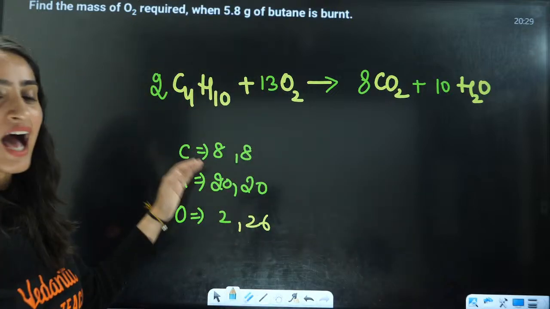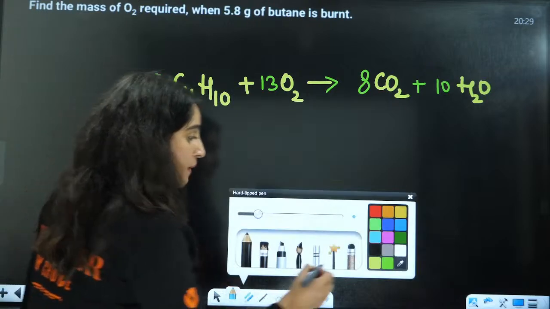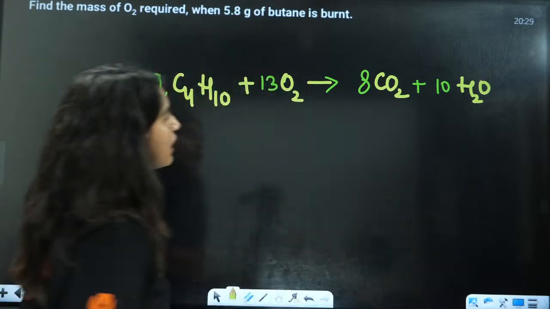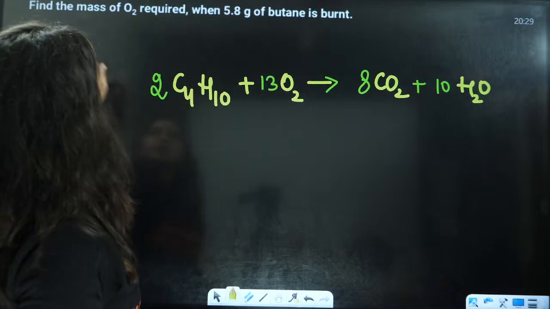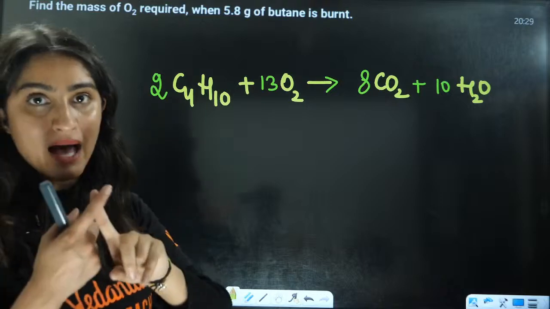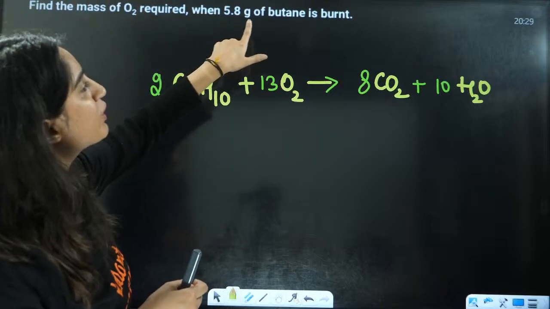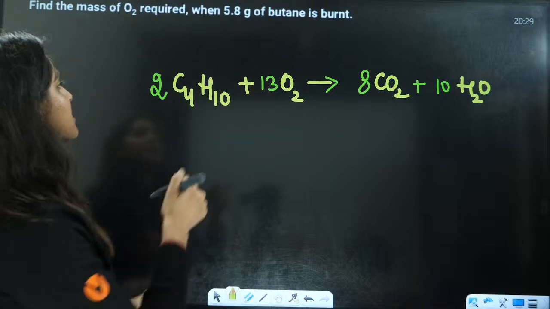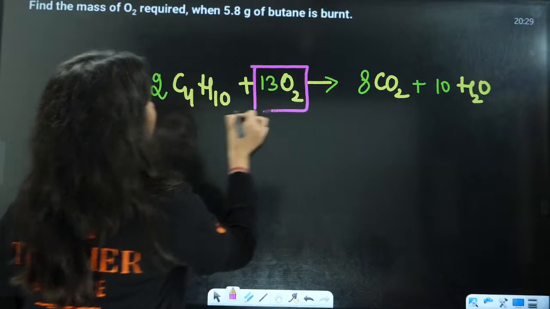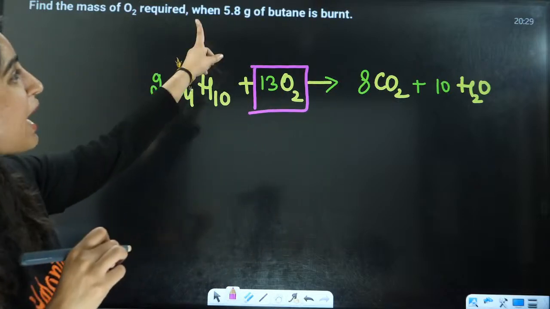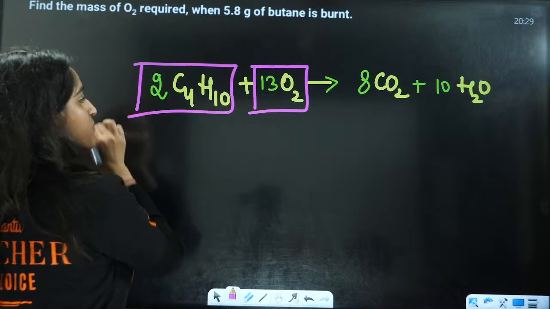So now you have this carbon, oxygen and hydrogen balanced here. After balancing the chemical reaction, the first step is to balance this. Second step, find the mass of O2 required when 5.8 gram of butane is burned. They are asking you the mass of O2 required when this much butane is burned, okay?